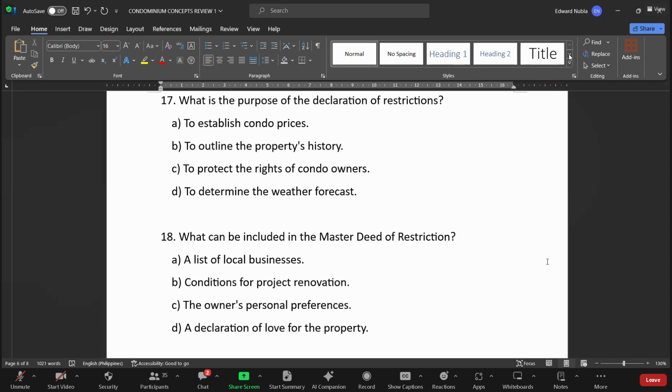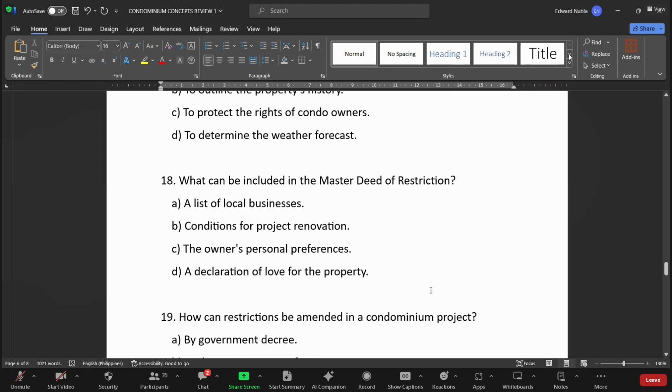Okay. Number 18, who else hasn't read? Miss Cynthia, sige. What can be included in the master deed of restrictions? Letter B, conditions for project renovation. Yes, correct. The other choices are kind of joke choices.